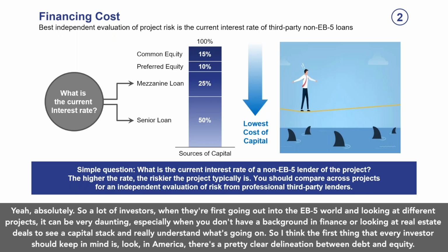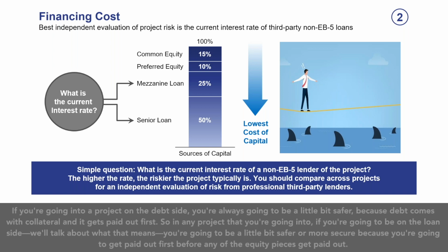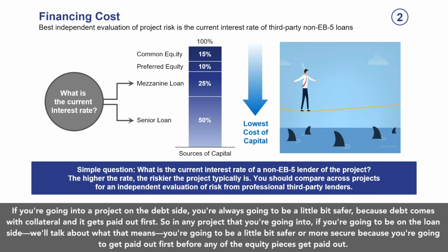Yeah, absolutely. So, a lot of investors, when they're first going out into the EB-5 world and looking at different projects, it can be very daunting, especially when you don't have a background in finance or looking at real estate deals to see a capital stack and really understand what's going on. So I think the first thing that every investor should keep in mind is, look, in America, there's a pretty clear delineation between debt and equity. If you're going into a project on the debt side, you're always going to be a little bit safer because debt comes with collateral and it gets paid out first.